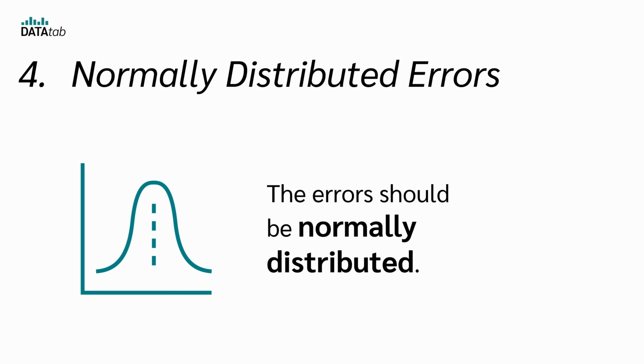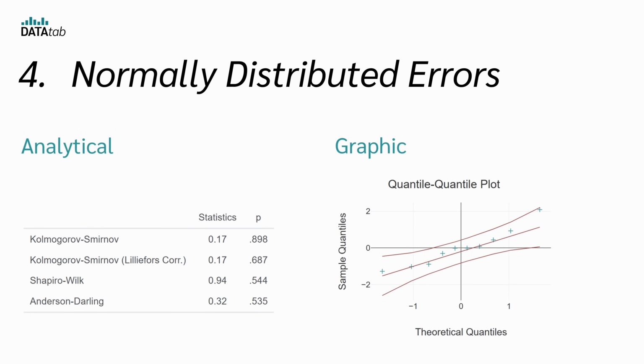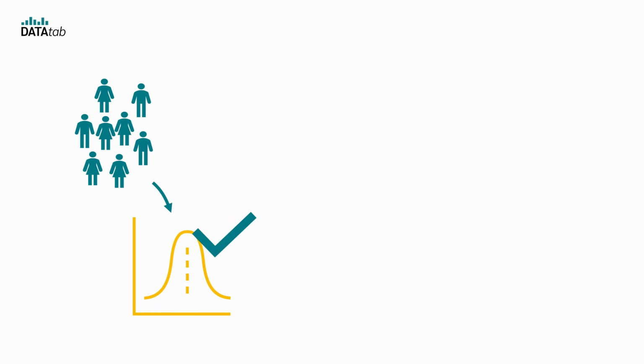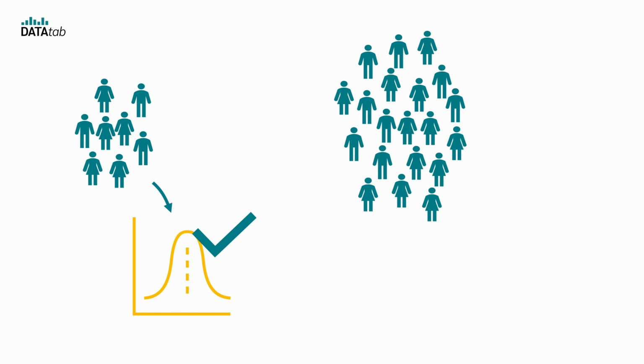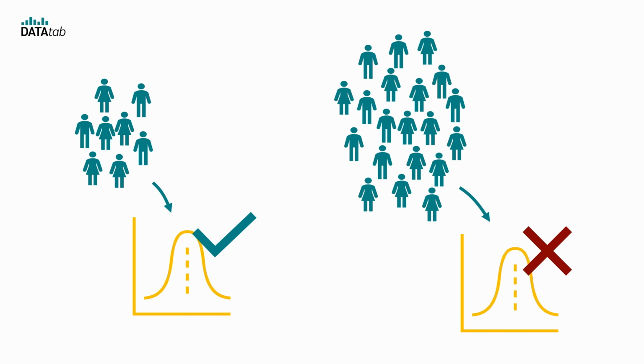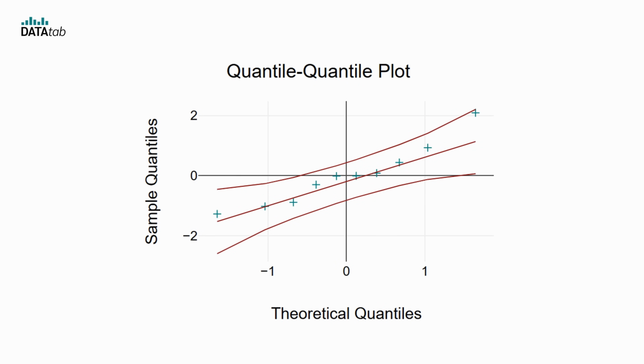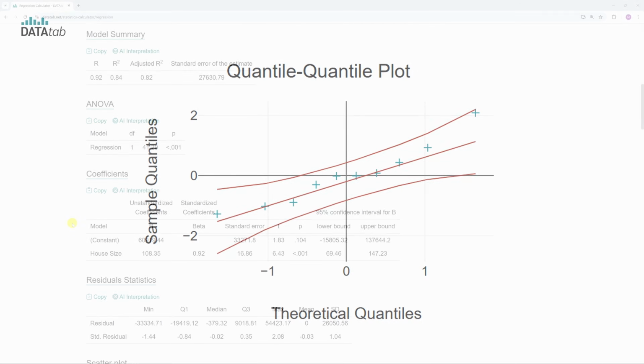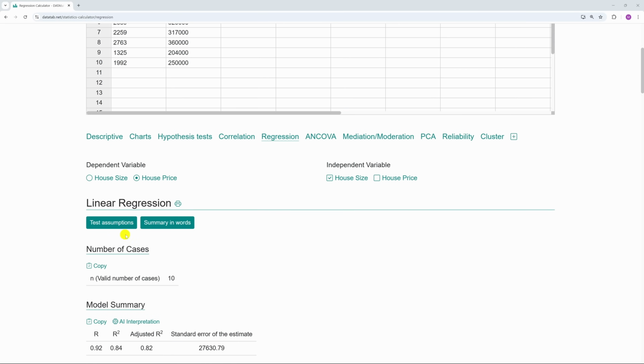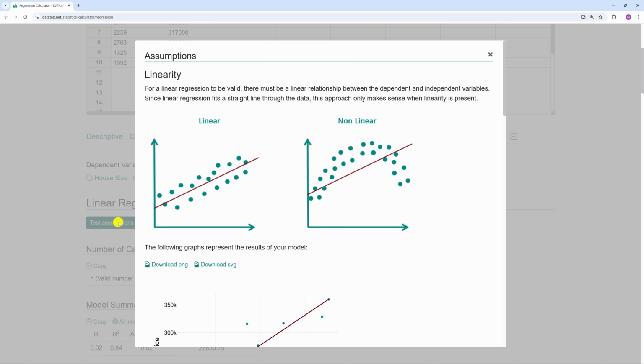Number 4, normally distributed errors. The errors should be normally distributed. The normality of the error can be tested both analytically and graphically. However, be cautious with analytical tests. For small samples, they often indicate normality, and with large samples, they quickly become significant. Because of these limitations, graphical methods such as the QQ plot are more commonly used today. If you use DataTab, you just need to click here to check the assumptions.